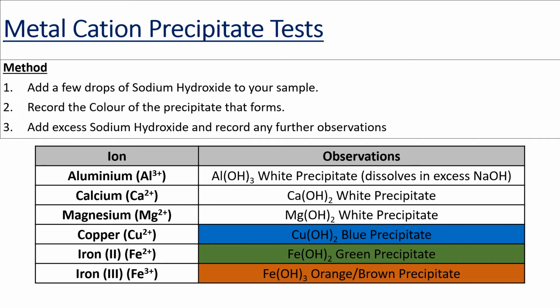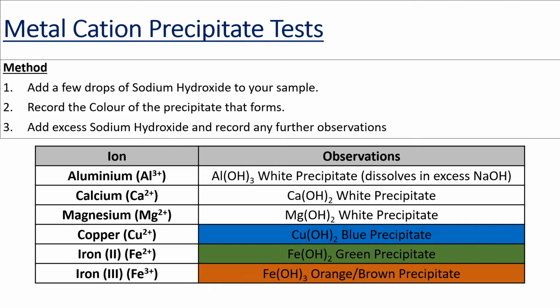You add a few drops of sodium hydroxide, and if you have aluminium, then you get a white precipitate. If you have calcium, you get a white precipitate, and if you have magnesium, you get a white precipitate. And this isn't by chance. If we think back to topic 1, when we were talking about the transition metals, one of the things that was unique about the transition metals is they formed colored compounds. So the reason aluminium, calcium and magnesium all form white precipitates is because they're not transition elements. Only transition elements form colored compounds. So any metal that's not a transition metal would form a white precipitate.